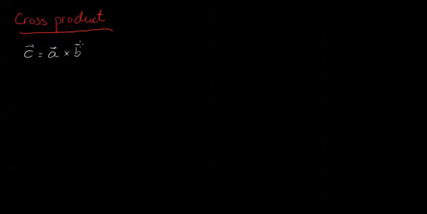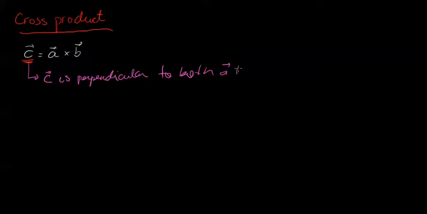Hi everybody, today I'll be speaking about the cross product, which is a type of product between two vectors. And unlike the other product, which is the dot product, the cross product gives us a vector as a result. So A cross B will give us C as a result. And this vector C has an interesting property because C is perpendicular to both vectors A and B. So it's perpendicular to both A and B.